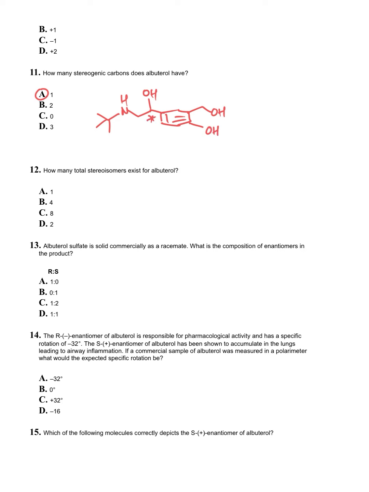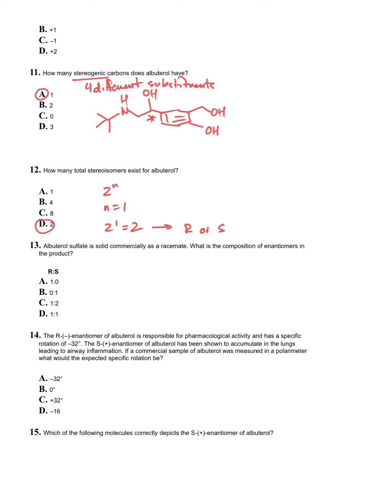So there's the stereogenic carbon. Remember, this word means 4 different substituents. If it has 1 stereogenic carbon, there's 2 total stereoisomers. So again, we're using 2 to the n. We said n equals 1, so 2 to the 1 equals 2. That means those stereoisomers are R or S.